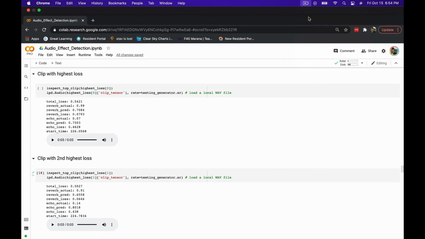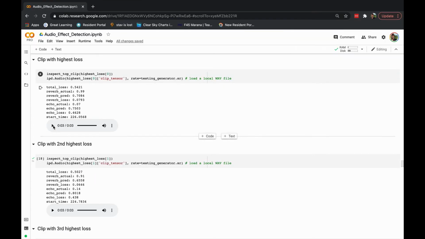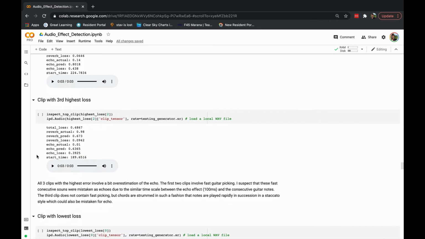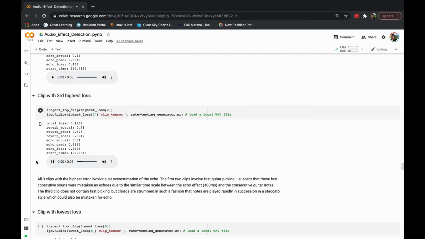Let's start with the clips with the highest loss. All three clips with the highest loss involve a big overestimation of the echo. The first two clips involve fast guitar picking. I suspect that these fast consecutive notes were mistaken as echoes due to the similar time scale.